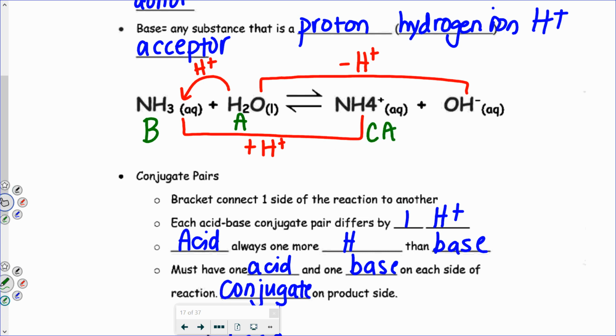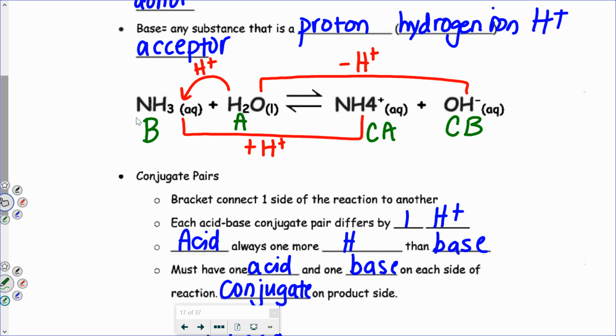The acid always just has 1 more hydrogen than the base. Over here, here's my acid. It's always paired up with the conjugate base. So notice, the base and acid is always on the left, not necessarily in this order. The conjugates are always on the product side. A base is always bracketed with a conjugate acid, an acid is always bracketed with a conjugate base.